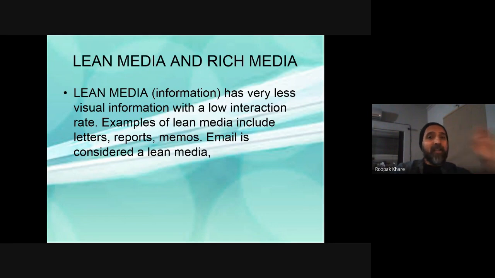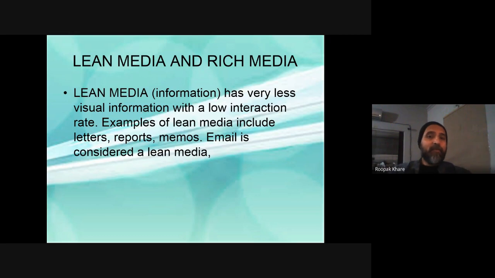Now there's something called lean media and rich media. A few more slides are left, we will then switch to the case studies. Lean media is something which has less visuals and low interaction. Rich media means a lot of visual information and a lot of interaction is happening. Very simple. Lean media has low visual and low interaction. Rich media has a high amount of visual information and a good amount of interaction.